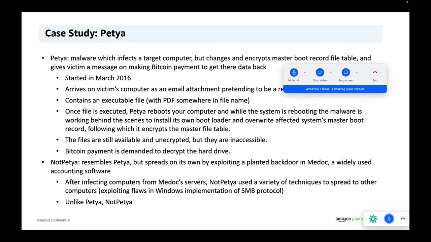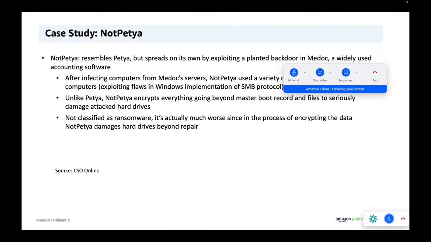One of them is Petya, in which attackers basically launched some kind of a campaign, and they targeted organizations around the world to encrypt their servers or systems, and then demand huge ransom from those companies. So there are two case studies, Petya and NotPetya, which we want to mention here. But these are not the only ones.